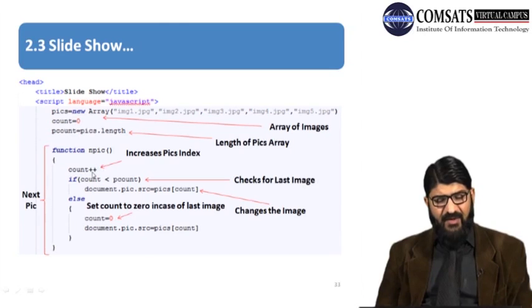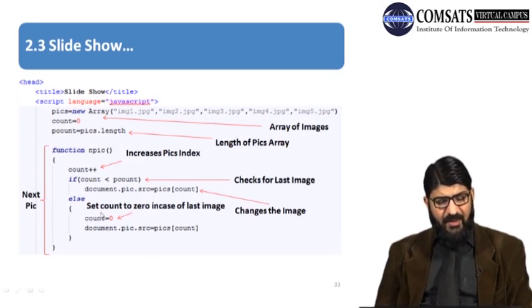You are increasing it, and then there is a conditional statement: if the count value is less than the pic count, that is the maximum length of the array, until then you have to present document.pic.source equals pic.count. Here this count basically changes and takes the image from the array index.